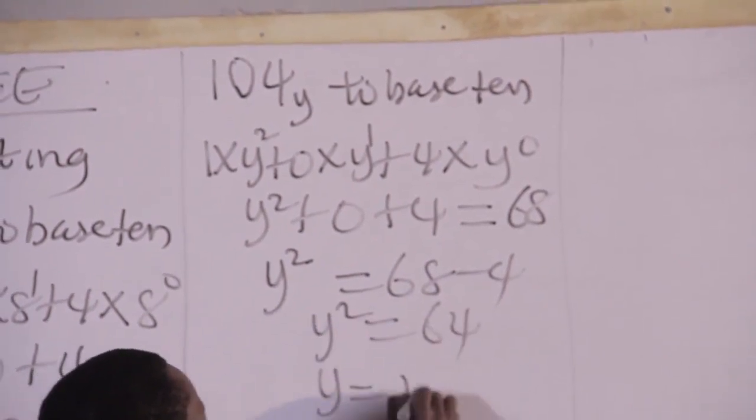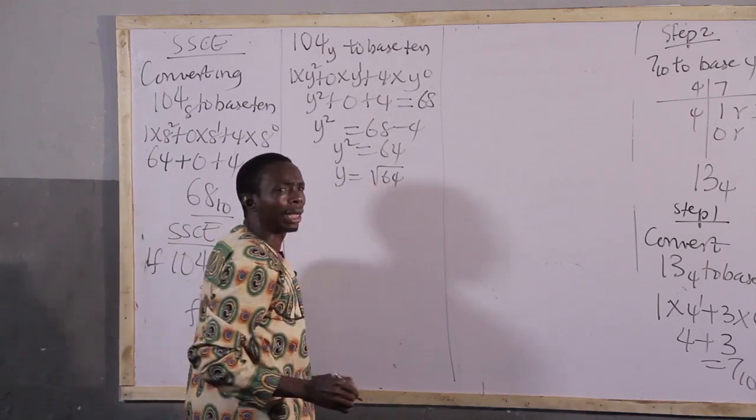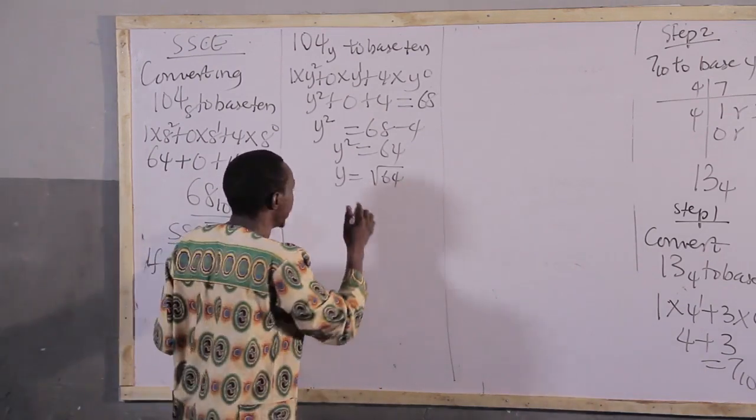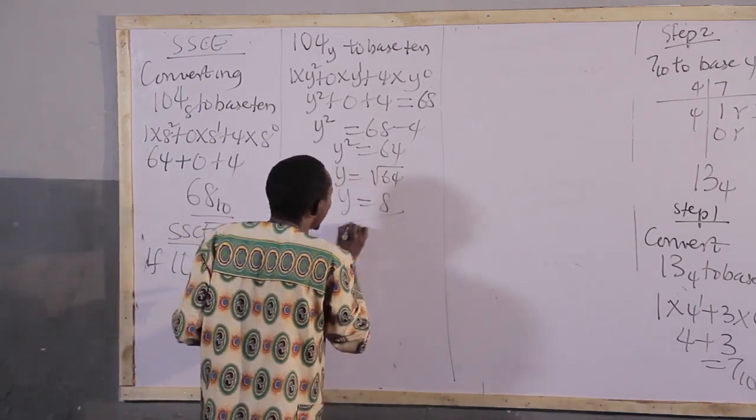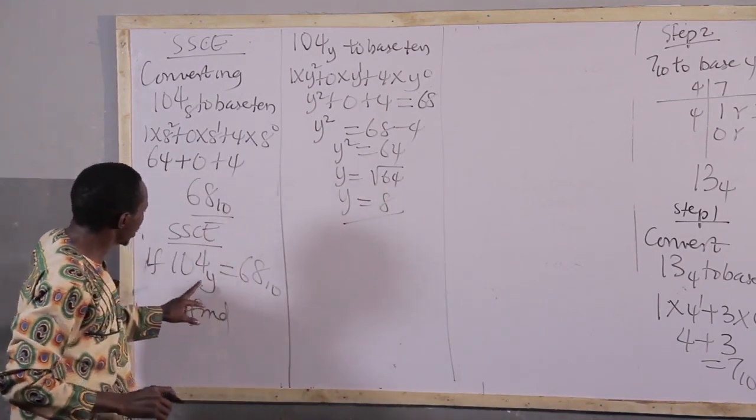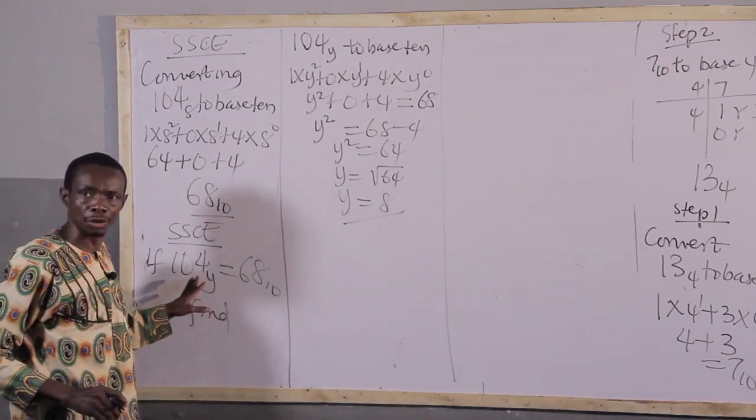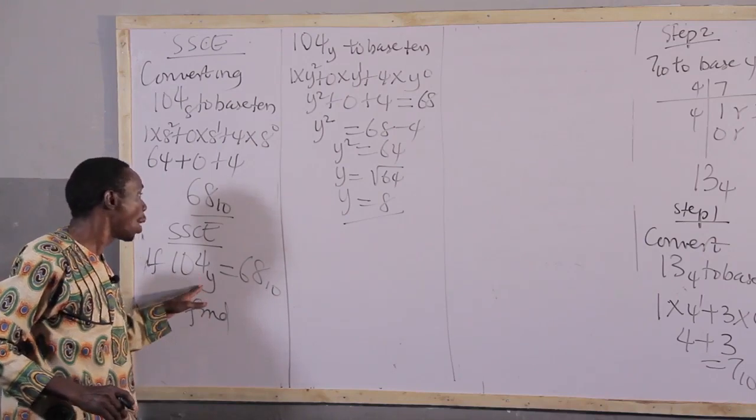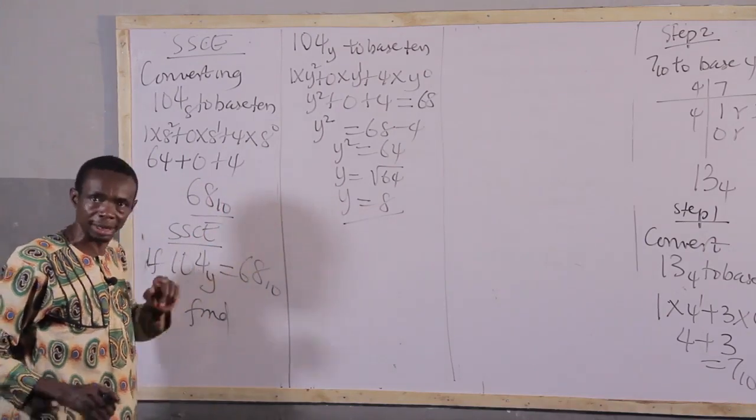By the time you find the square root of 64, the number that when multiplied by itself gives 64 is 8. So base 8 is the required answer. Our y is 8, which is the base.